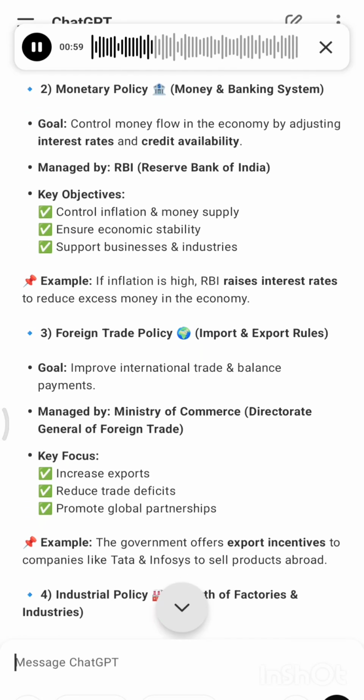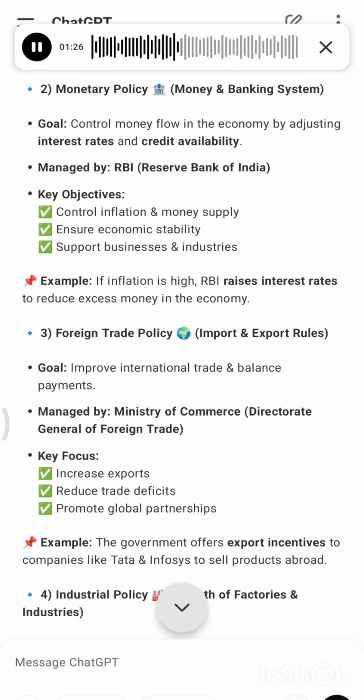2. Monetary policy: money and banking system. Goal: control money flow in the economy by adjusting interest rates and credit availability. Managed by the RBI, Reserve Bank of India. Key objectives: control inflation and money supply, ensure economic stability, support businesses and industries. Example: if inflation is high, RBI raises interest rates to reduce excess money in the economy.